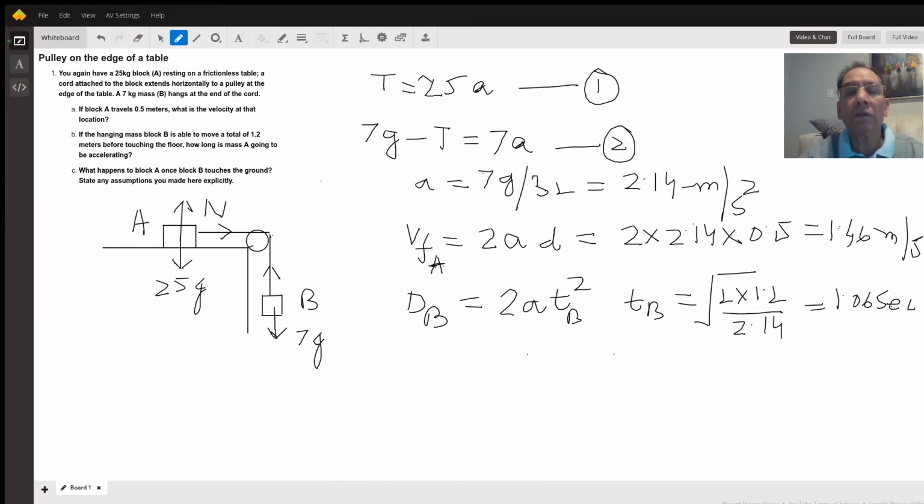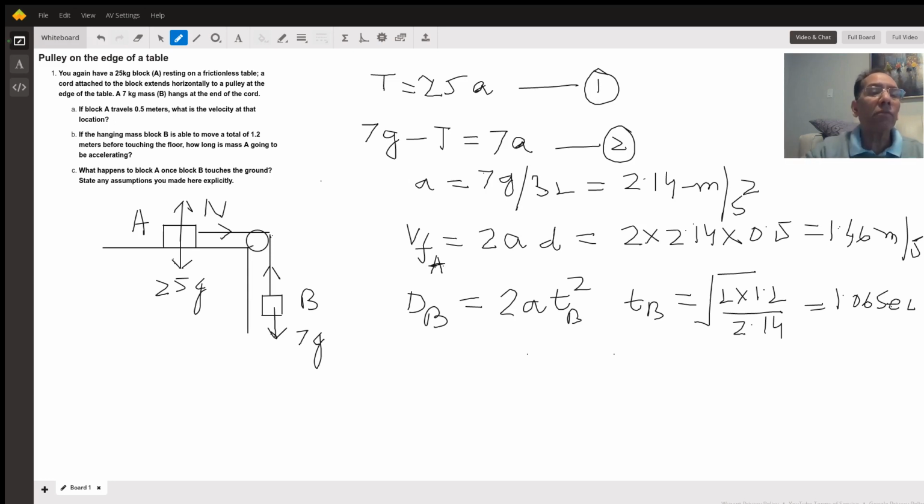This question is on a free body diagram and is a long question. You have a 25 kilogram block, which is block A, on a frictionless table, and a cord connected to it, and there's another mass of 7 kilogram hanging on the other side. If block A travels 0.5 meters, what's the velocity at that location?